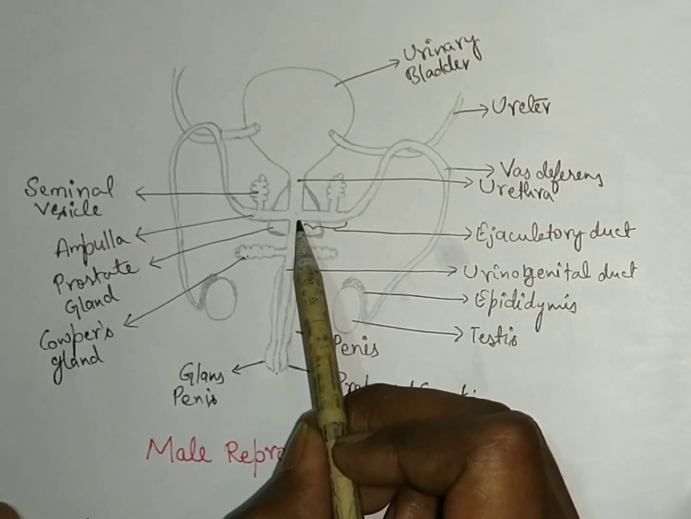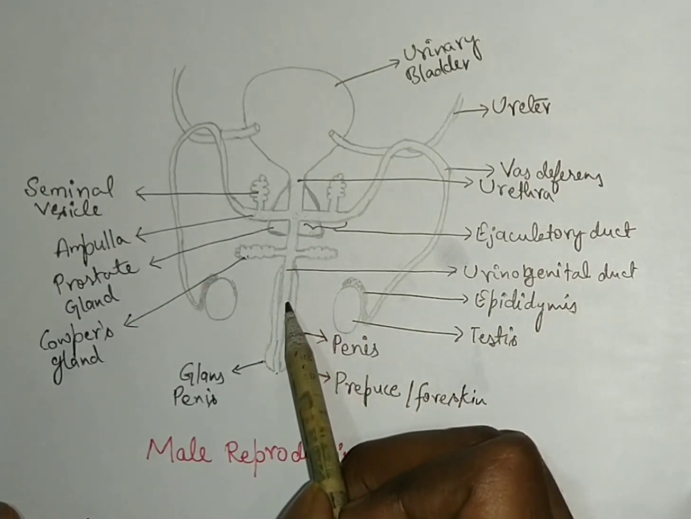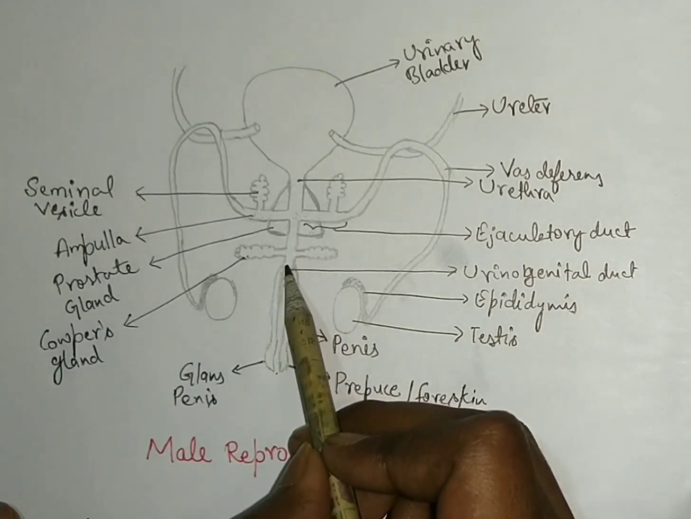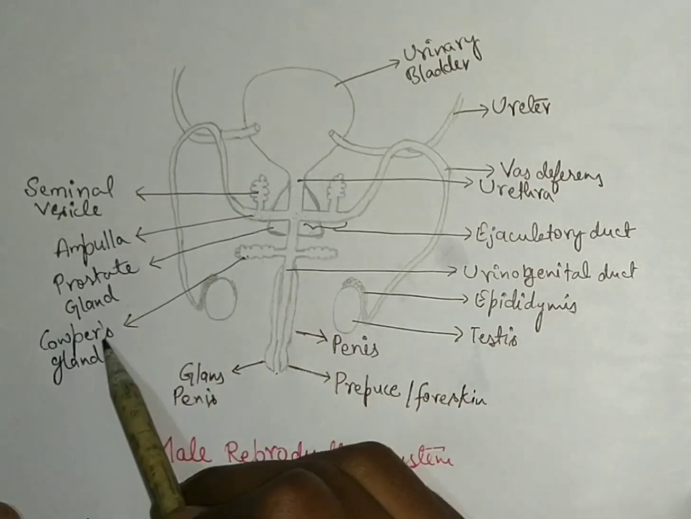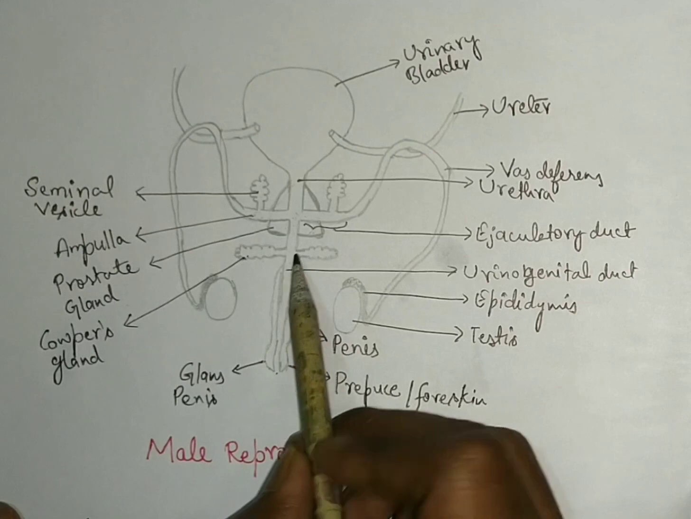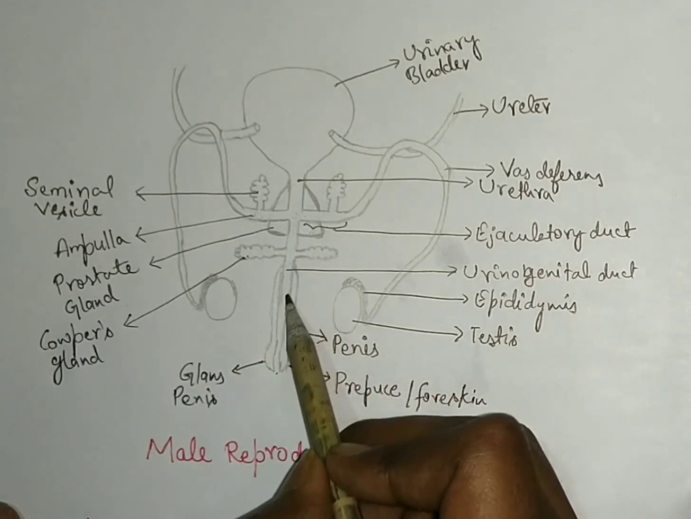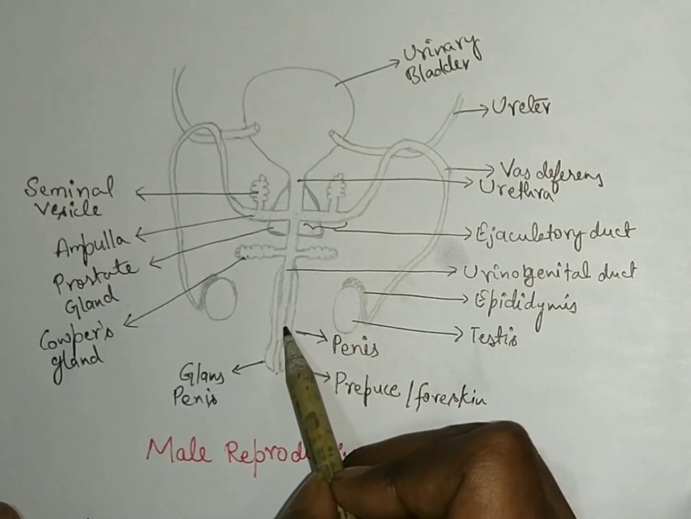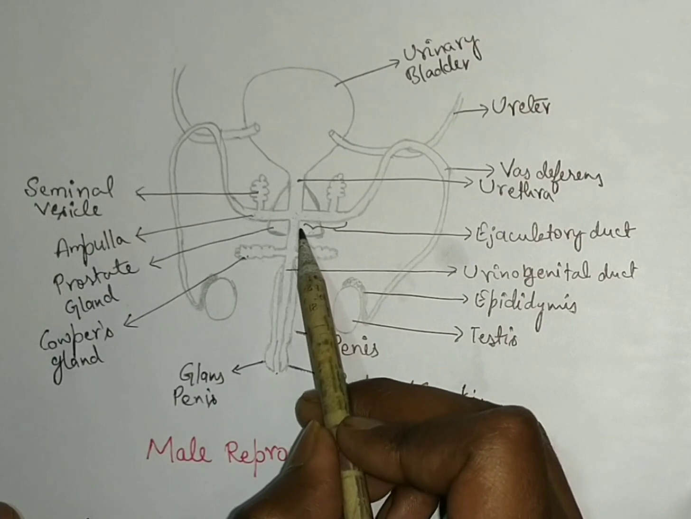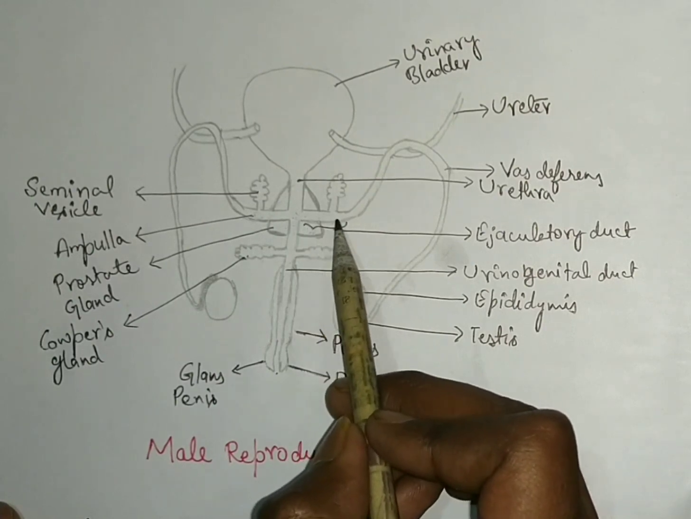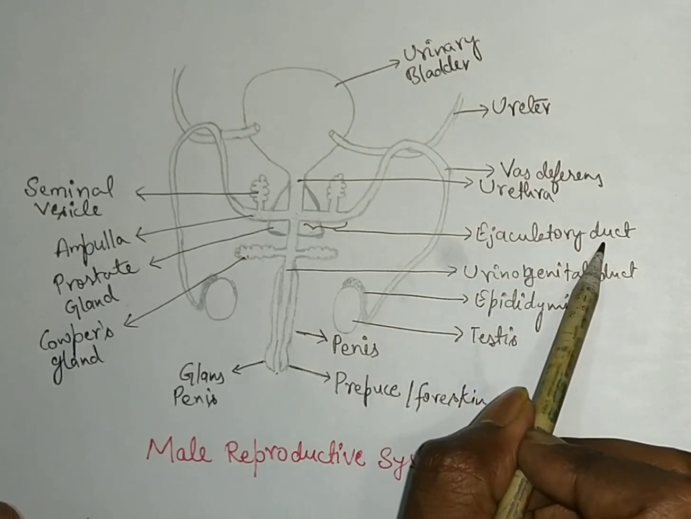Now, from urethra, it reaches to urinogenital duct, and this urinogenital duct also gets secretions from prostate gland and Cowper's gland. And through this urinogenital duct, the semen or the secretions, it reaches to the penis and is expelled out. This region, the union of ampulla and the duct of seminal vesicle, is known as ejaculatory duct.